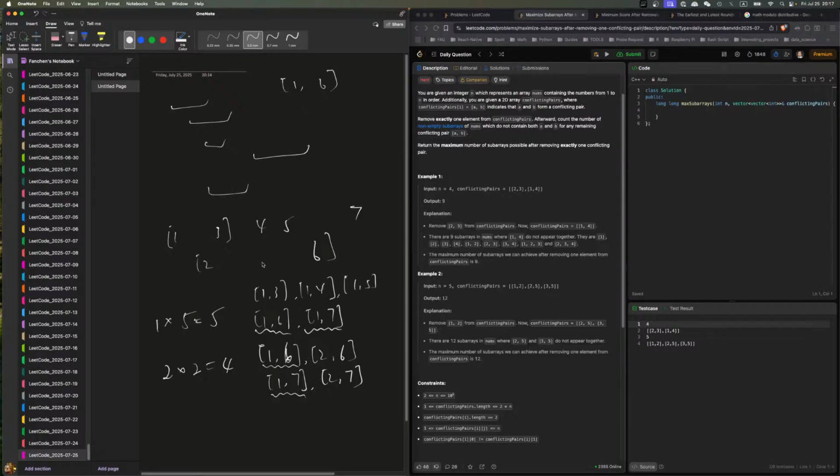Okay, so what if there is no overlap? 1, 3, 4, 6. Okay, 1, 2, 4, 6. There's no overlap. I think that's the same, right? So in this case, I have 1, 2, 1, 3, 1, 4, 1, 5. Like none of these are overlapping.